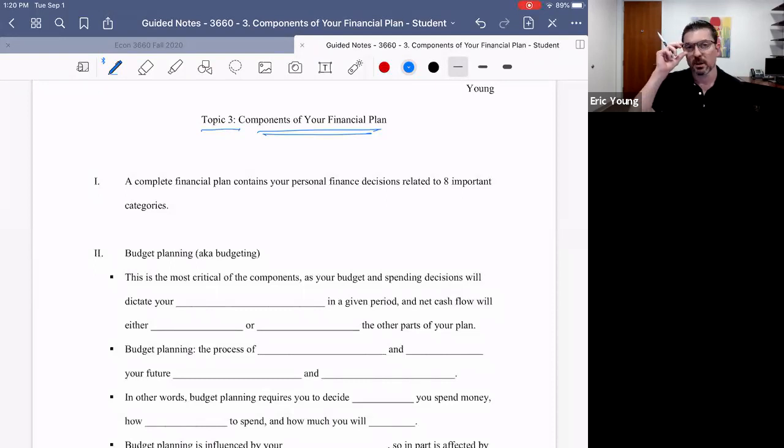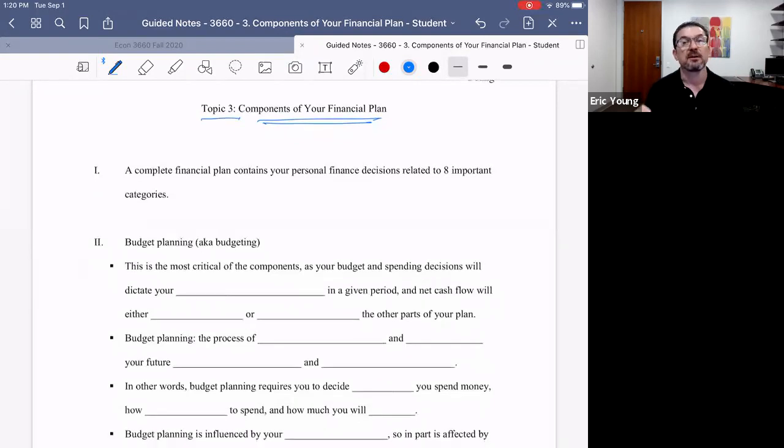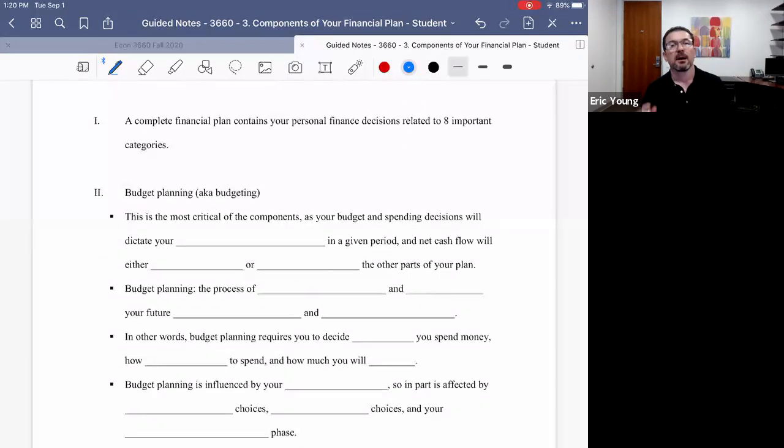Second, this is really important because, as you recall from the syllabus, about 12% of your final grade will be tied to the financial plan that you prepare and submit to me. So again, that's what we're at. Our topic today: a financial plan, what's it made of?